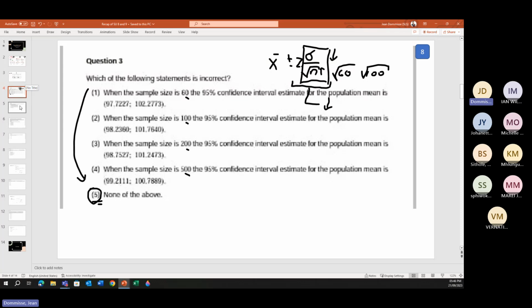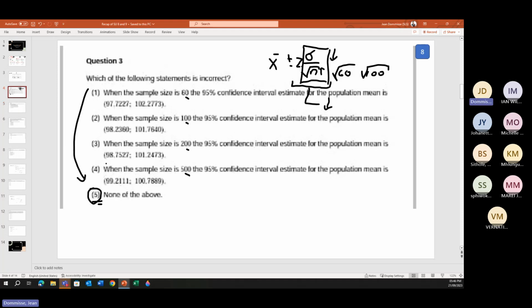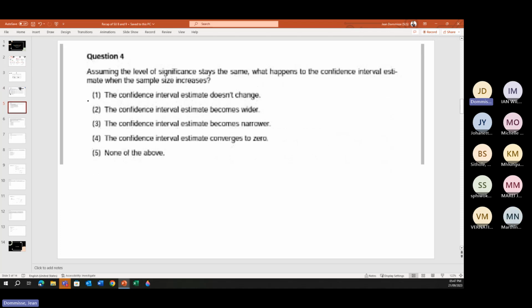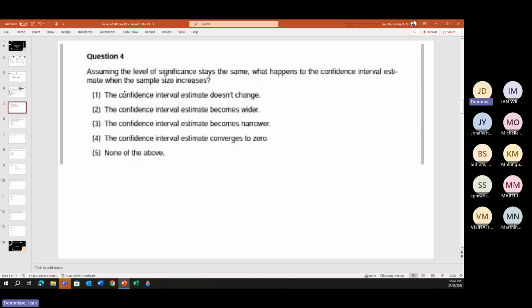Okay, so let's go to the next one. And what also might have been is that it might have been a spillover question from a previous question, because if you look at question 4, it's actually talking about the same thing I did now by looking at the increase in sample size. So let's look at this one.